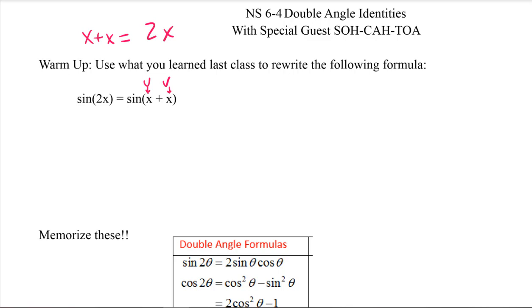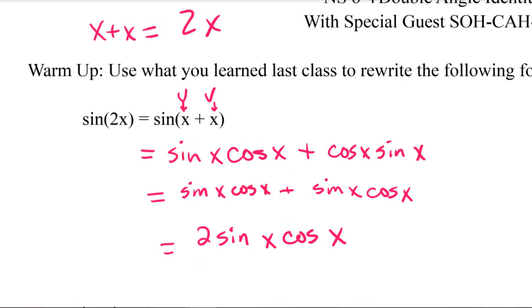All right, so go ahead, pause the video, and then let's come back and see how you did. All right, so how'd you do with this one? Now, pay attention to the order here, right? Because we have sine times cosine. And remember, just like addition, multiplication can be commutative. So sine times cos is the same thing as cos times sine.